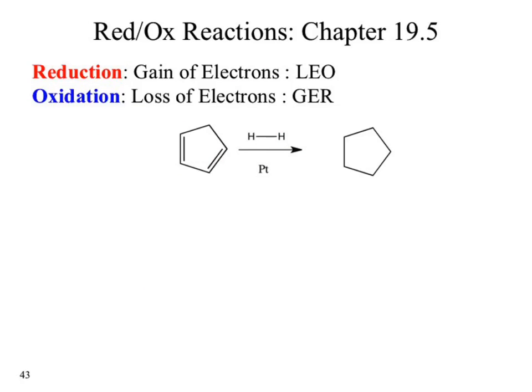Which then gets us up into, I kept forgetting this chapter, chapter 19. This is our reduction and oxidation chapter. So, reduction, gain of electrons, oxidation, loss of electrons. For those of you that memorized OIL RIG, you can leave now.